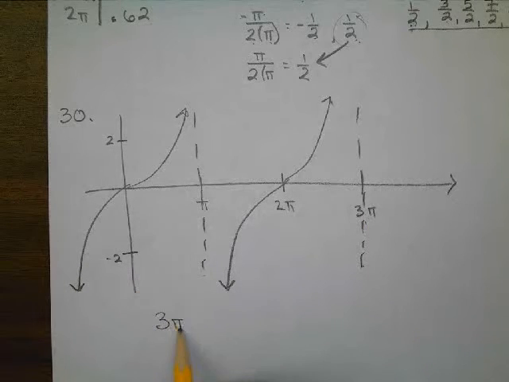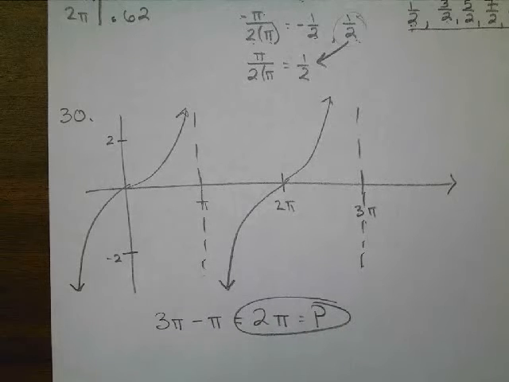So I end at 3 pi, and I finish at pi, so 3 pi minus pi is 2 pi. So my period is 2 pi.